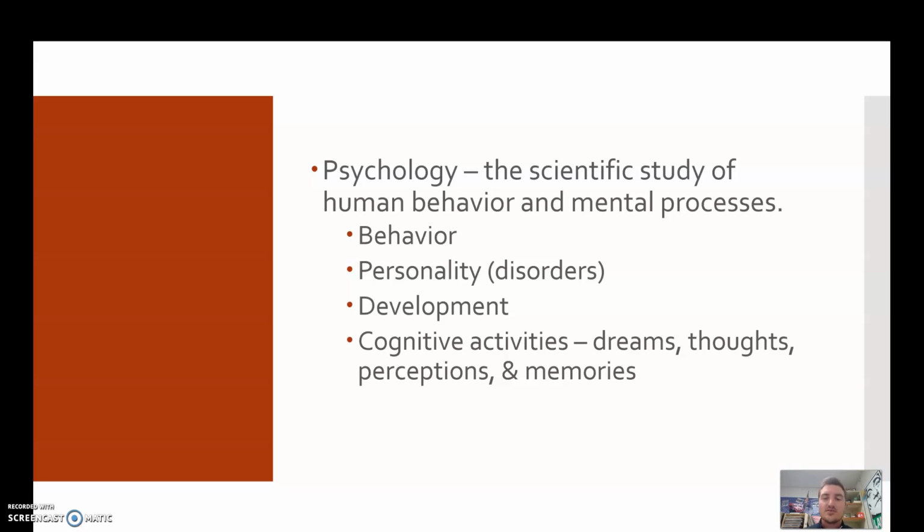And then also what goes into it is the mental processes. So the brain, the nervous system, all those things, dreams, thoughts, perceptions, memories, those are all parts of these cognitive activities, which are your mental processes. So why do some people think one way and other people think another way? All right, so that's what psychology is: a study of other human beings and their behavior and their actions.